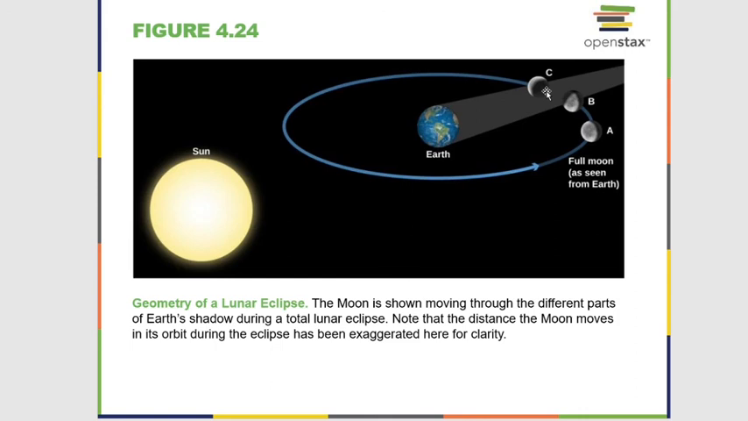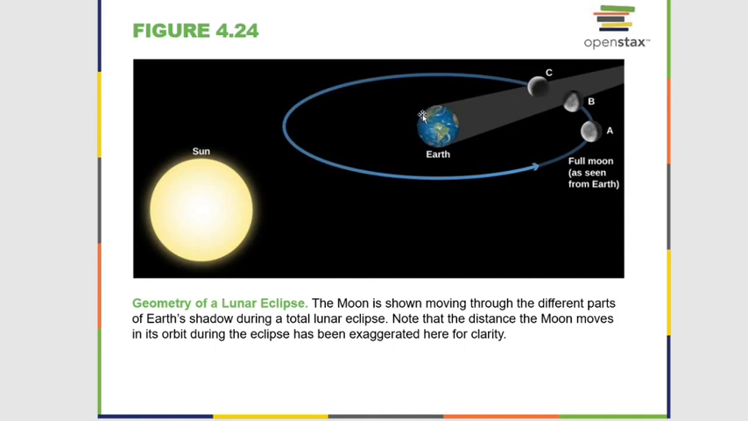It's called a penumbral eclipse if the moon only passes through the Earth's penumbra. It's called a partial eclipse if part of the moon passes through the Earth's umbra, but part of it remains in the penumbra. And it's called a total lunar eclipse if the moon passes through the Earth's umbra completely. And so those are the most fun to see.